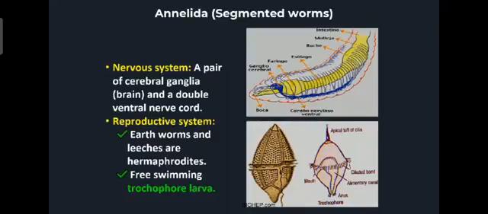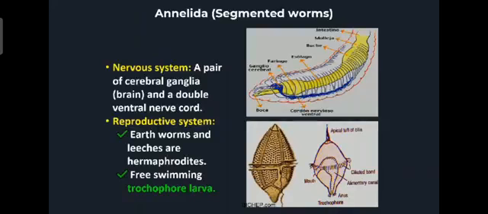Nervous system. A pair of cerebral ganglia, that is nothing but brain, and a double ventral nerve cord is present. So here you can see that blue color in the first diagram. So two cerebral ganglia are present, the round structure, cerebral ganglia, and then those are continued into the ventral nerve cord. So here a pair of ventral nerve cord is present, so it is called as double ventral nerve cord. That blue color line is going throughout the body. So those are nothing but the double ventral nerve cord. So that is about the nervous system. Clear?